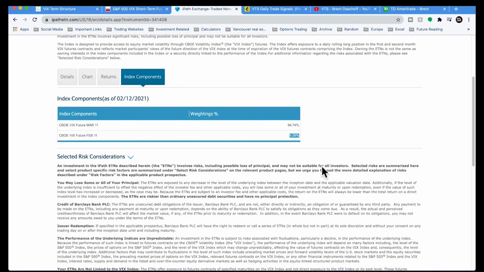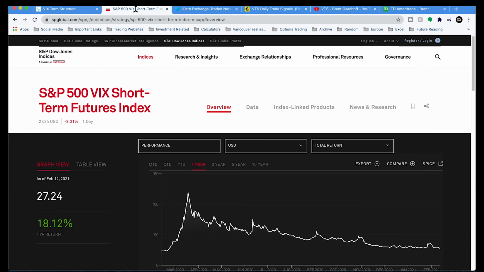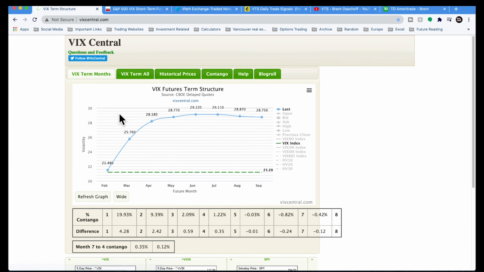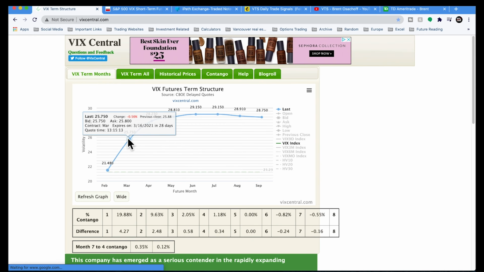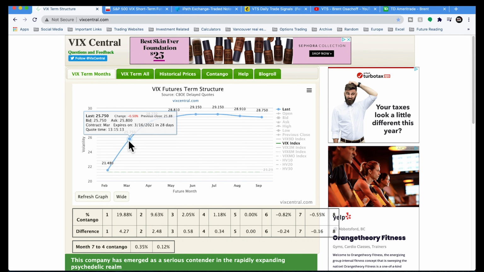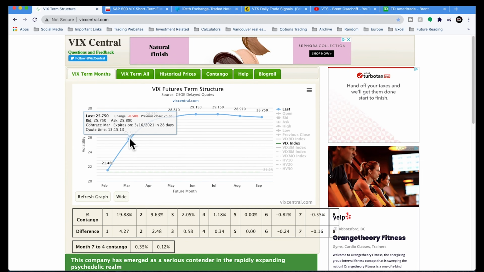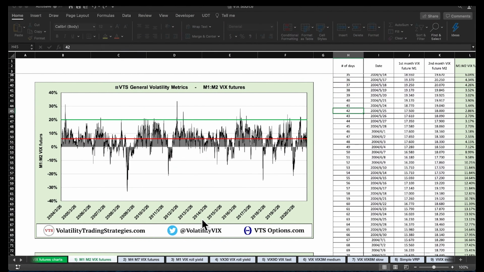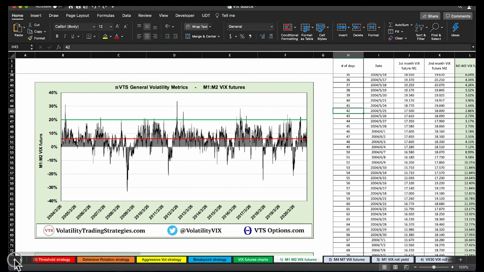Okay? So if you track how much of each it's holding with the underlying methodology, then you can get what is basically considered this rolling constant 1-month maturity contract. So right now on this VIX Central curve, that would basically be right here. It's holding 95% of M2 and only 5% of M1. And of course, I calculate this for the VTS community every single day.